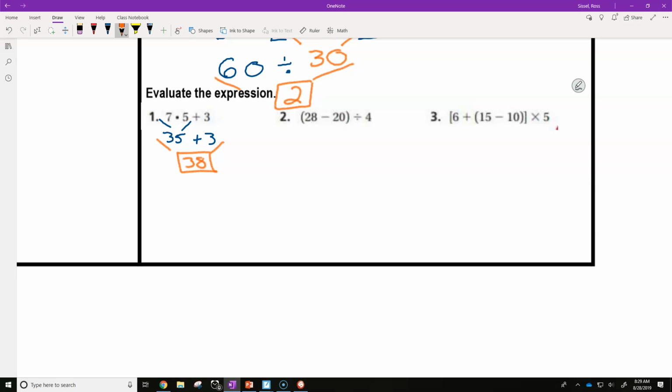Who can explain number 2 to me? Parentheses, 28 minus 20, parentheses divided by 4. Who haven't I heard from? What do you got for me? Well, first you do 28 minus 20. Why? Just because it's in parentheses. Very good. Parentheses first. And that's 8. 28 minus 20 is 8. I rewrite my problem. And then divided by 4 is 2. 8 divided by 4 is 2.